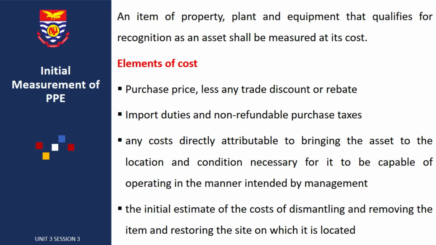Then any cost directly attributable to bringing the asset to the location and conditions necessary for it to be capable of operating in the manner intended by management. All these costs that are directly attributable must be capitalized or must be added. The initial estimate of the cost of dismantling and removing the item and restoring the site on which it is located must also be part of the initial measurement of the asset.